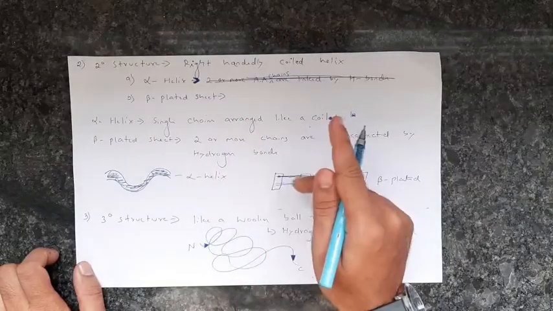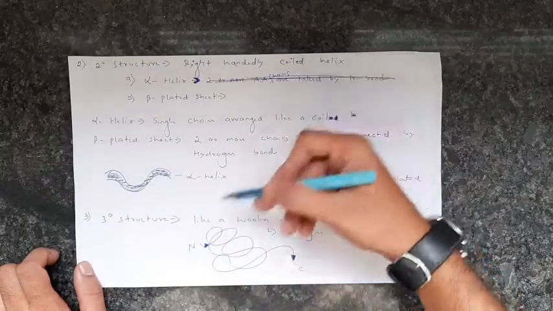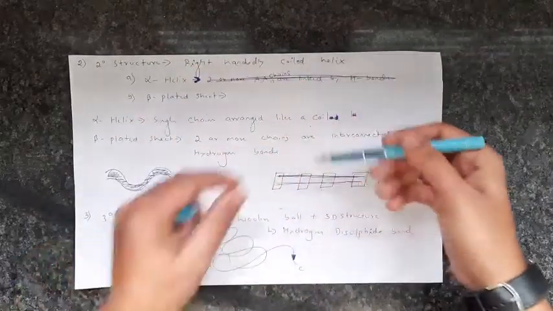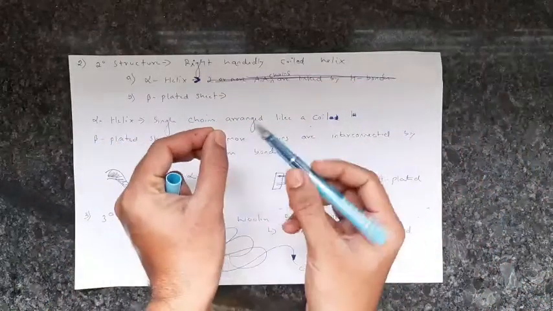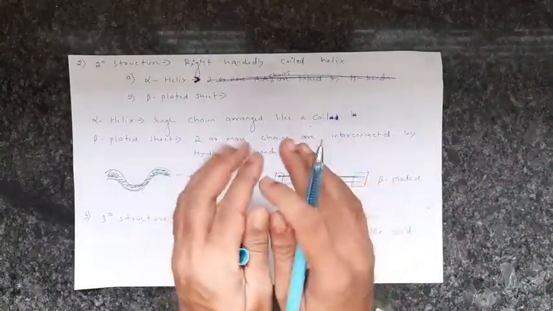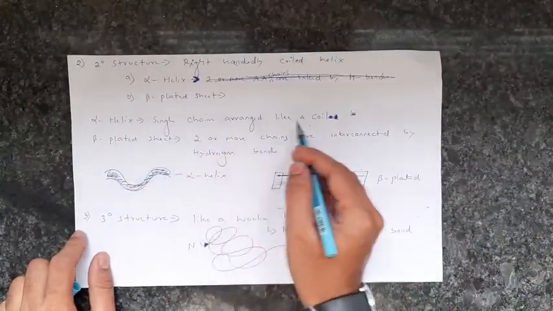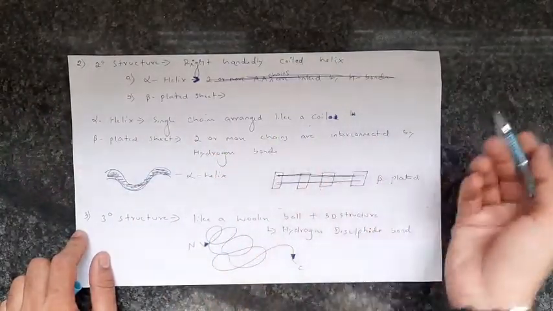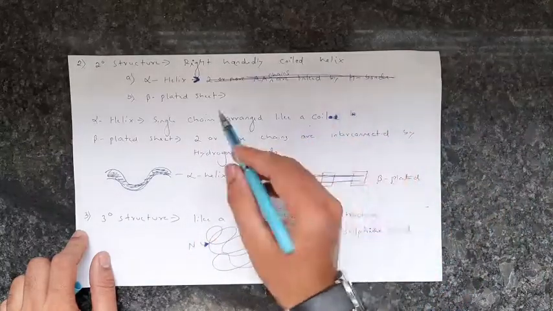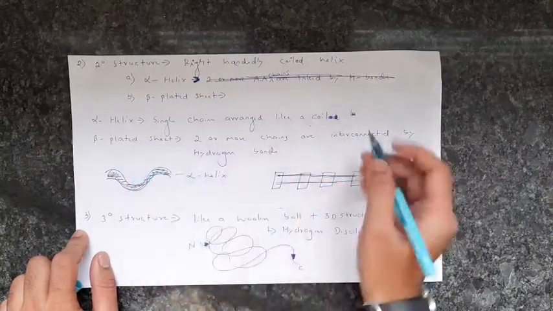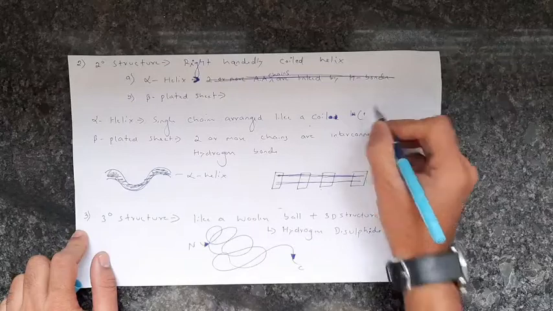If there is only one polypeptide chain, and if it is right-handedly coiled, and each coil is linked by the hydrogen bond, that is alpha helix. It's written: single chain arranged like a coil, and they are linked by the hydrogen bond. I think I missed it somewhere else. Okay, so here, sorry, no hydrogen bond. So yeah, hydrogen bond is present.